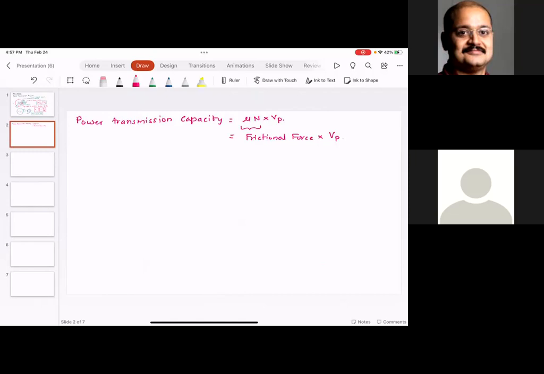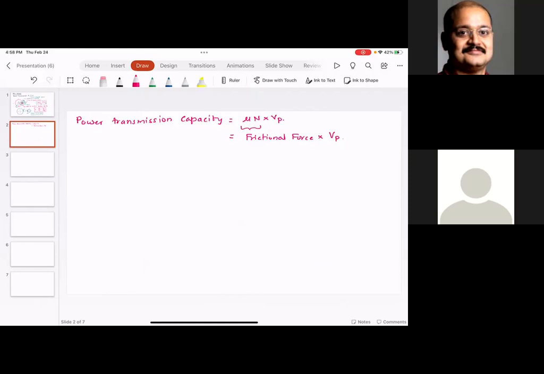Alternatively, you can ensure at that interface that the power transmission capacity is mu N times Vp, and if the power required by the pump exceeds this capacity, then there will be automatic slippage of the interface. So that is a mechanical fuse in the power transmission system. Something similar is done with mechanical clutches. Basically you can set a threshold power for the mechanical clutch.